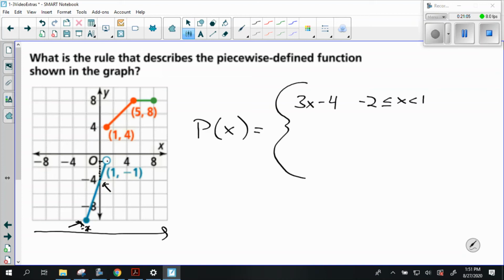So we're going to say that we have a graph of 3x minus 4 from -2, including -2, all the way up to 1, not including 1. All right, let's look at the red one now.